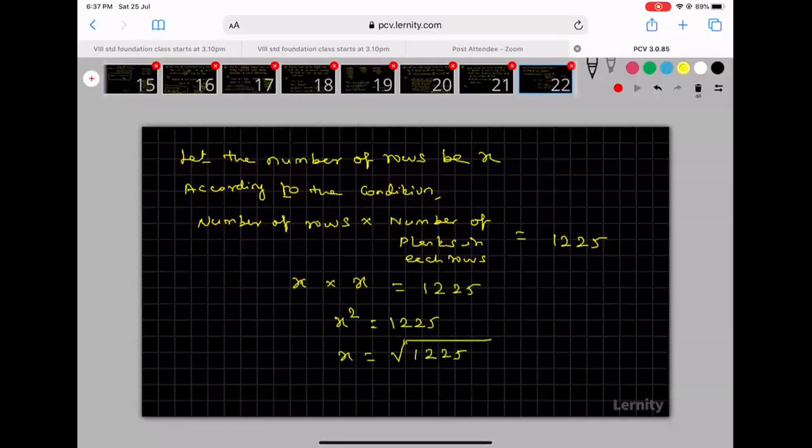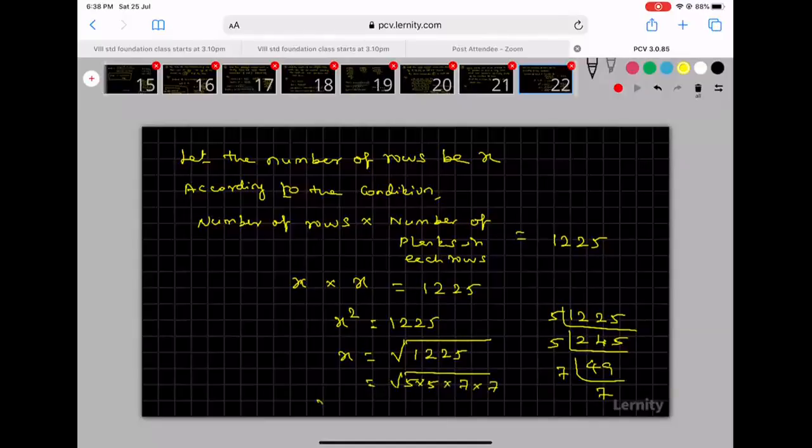So root of 1225 means we want to find the square root for this. Square root means 1225. If I am dividing with the 5 table, I will get 5. Therefore, if I divide with 5, I will get 49. Here this is 7, 7. So I can write this as root of 5 into 5 into 7 into 7.